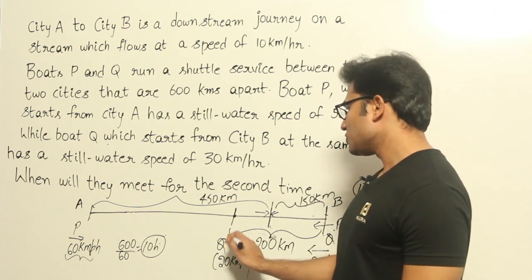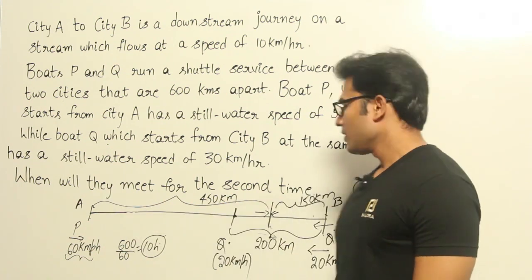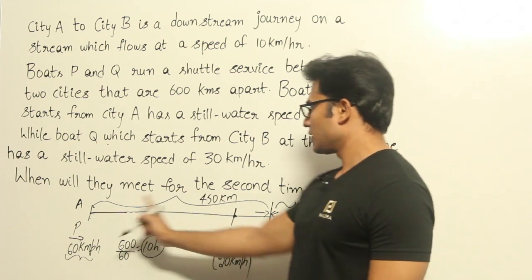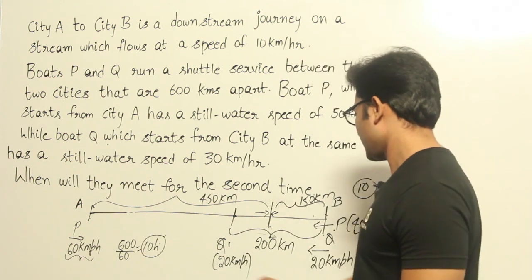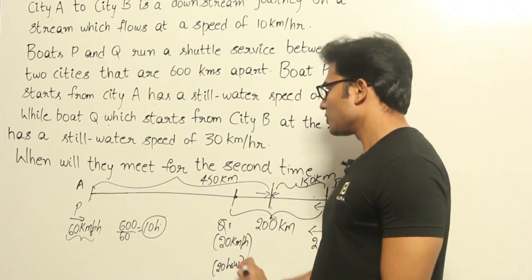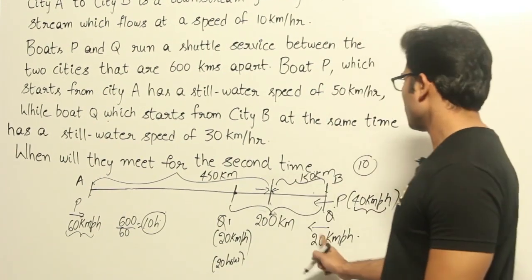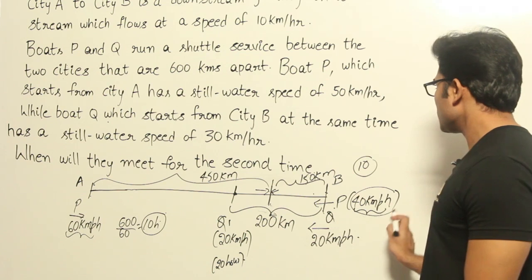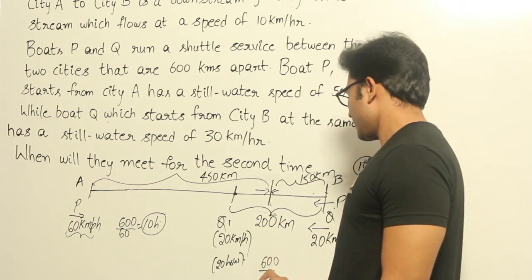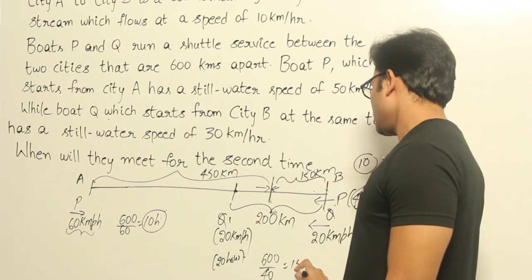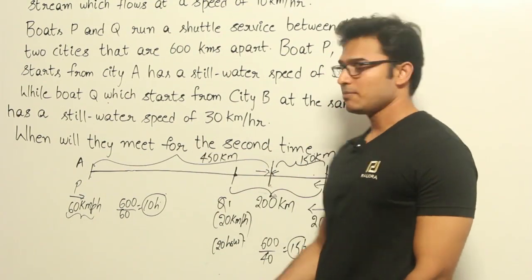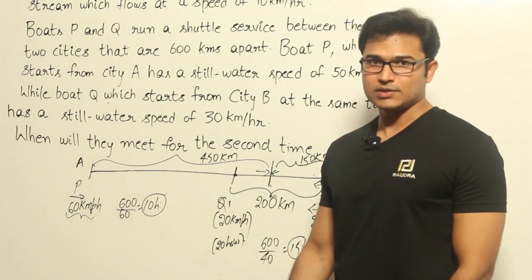Therefore Q still needs 20 hours to reach A, right? Now what about P? If P has to cover these 600 kilometers, Q needs 20 more hours in order to reach A. Since P is moving at a speed of 40 kilometers per hour, it will be able to cover 600 kilometers in just 15 hours. Therefore, before Q reaches A, P can definitely reach A, isn't it?